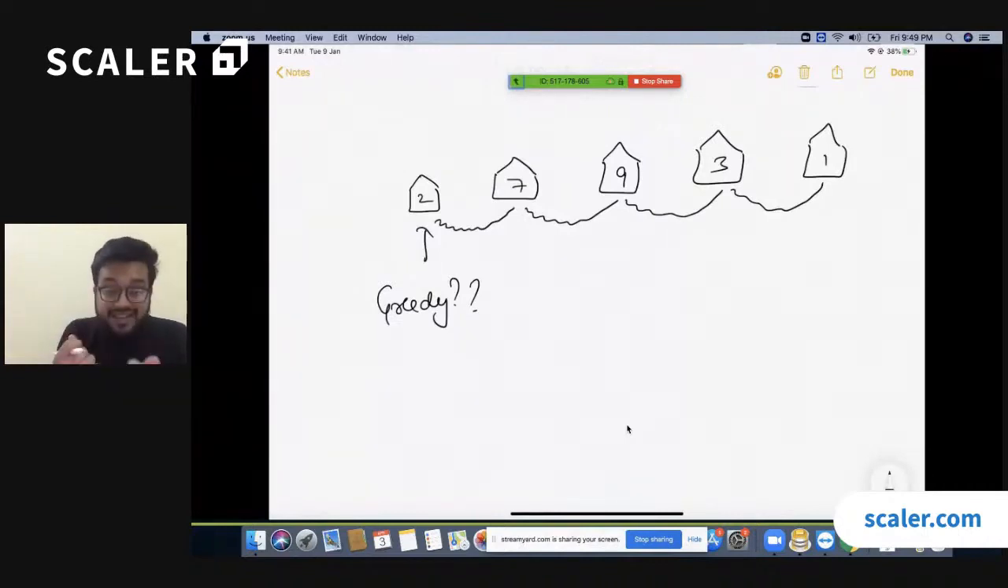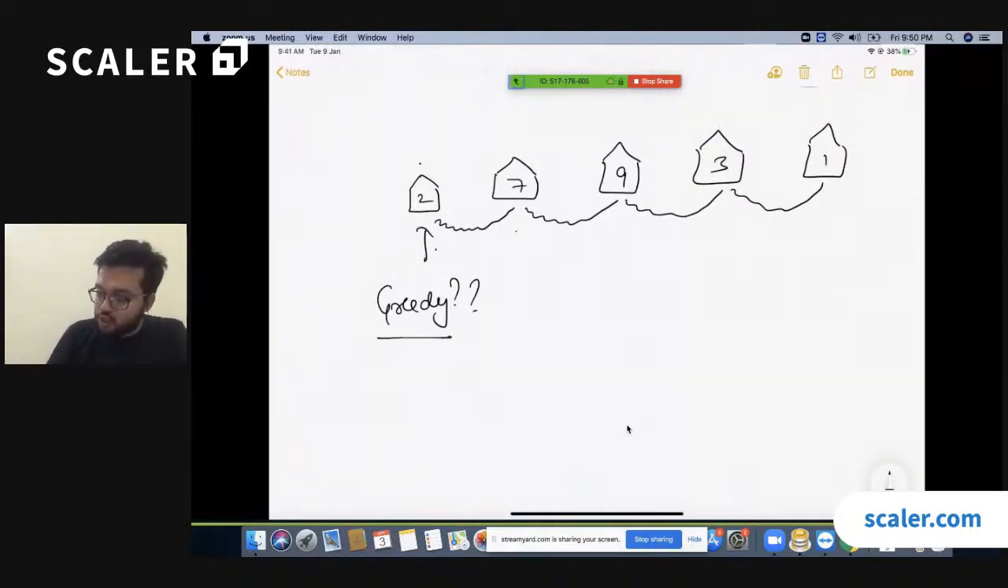Why do I say so? Because the moment I rob this house, I am changing the landscape of the problem. The moment I rob this house, I am enforcing a constraint on myself that I can no longer rob the adjacent house. Does that make sense? And without looking at what holds for me in the future, would I ever be fine with imposing these constraints? No. That is why a greedy solution here would not work.